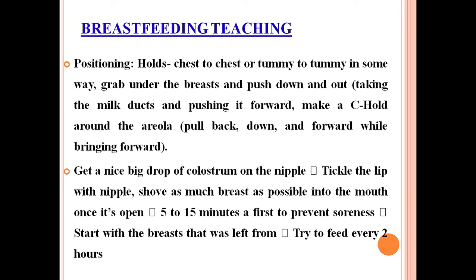Now, breastfeeding teaching: positioning, holds, chest to chest or tummy to tummy. Grab under the breast and push down and out, taking the milk duct and pushing it forward. Make a C hold around the areola, pull back down and forward. Get a nice big drop of colostrum on the nipple, tickle the lips with the nipple, and draw as much breast as possible into the mouth once it opens. Feed 5 to 15 minutes at first to prevent soreness. Start with the breast that was left from the last feeding, and try to feed every 2 hours.